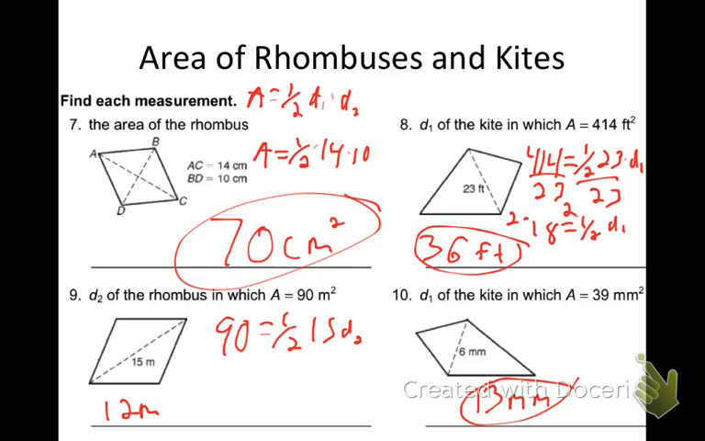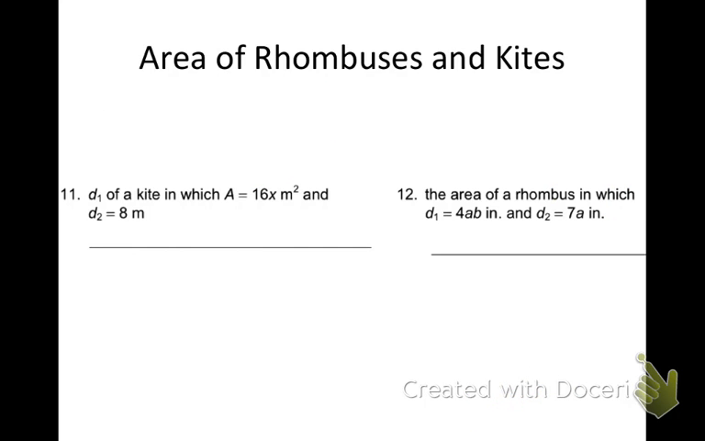Nice job. All right. Last thing we're going to talk about today. Well, what happens when we have some algebraic expressions? Uh-oh. Number 11. Find D1 of a kite in which the area is 16x. Yes, that does say x. Meters squared. And diagonal 2 is 8 meters. Well, again, area is 1/2 D1 times D2. So I'm using the same formula here. I'm going to plug in what I know. The area is what here?